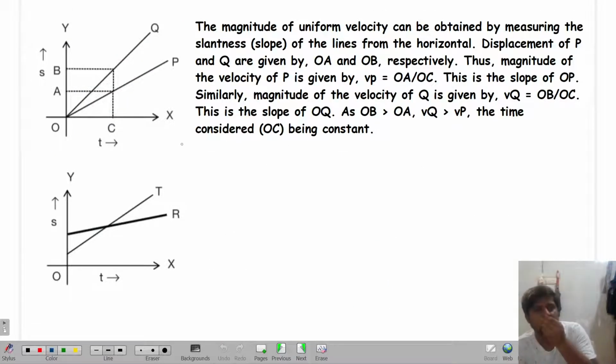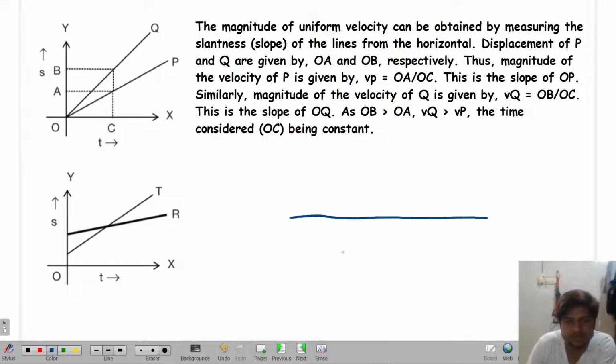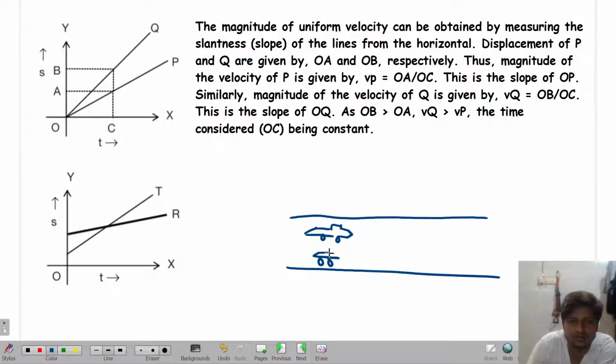Now, try to understand. Let's suppose this is the same road, but I have two cars moving away from here. Now I don't have only one single car, but how many cars do I have? I have two cars which are moving in the same direction. Got it or not? Now both of the cars, let's suppose this is my car P, this is my car Q, both are moving with uniform velocity.